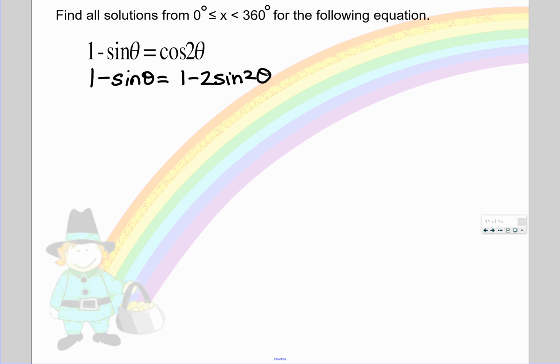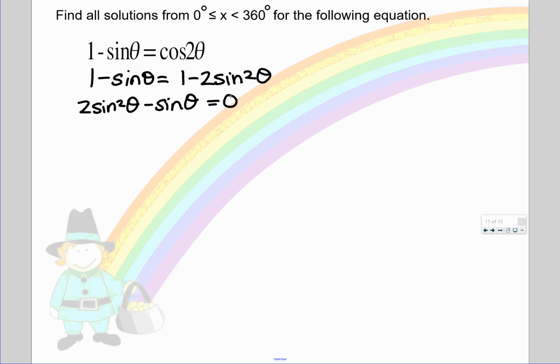And then again, this is still kind of back to what we were doing in the last section. Now I've got this kind of quadratic looking thing, so what should I probably do next? Get it equal to 0, and I like for that squared term to be positive, so I'm going to move everything over to the left. So that would give me a positive 2 sine squared, a negative sine, and actually if I subtract 1 on both sides, they just cancel. So it equals 0.